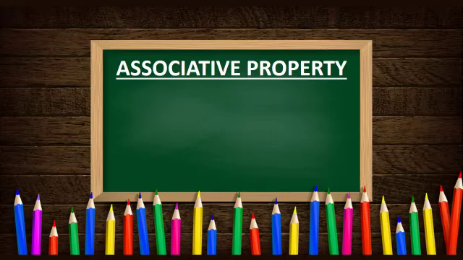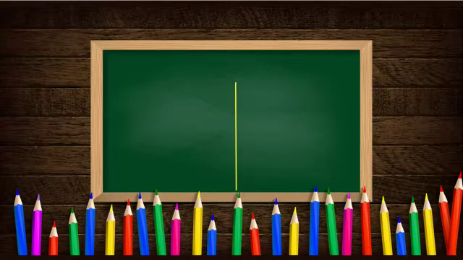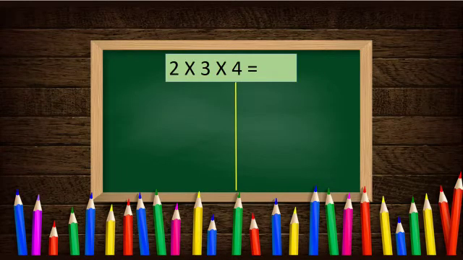Associative property of multiplication. The multiplication of three numbers does not affect the product even if the grouping of numbers is changed. This property is called associative property of multiplication. Let us see the example. 2 times 3 times 4 is equal to what?